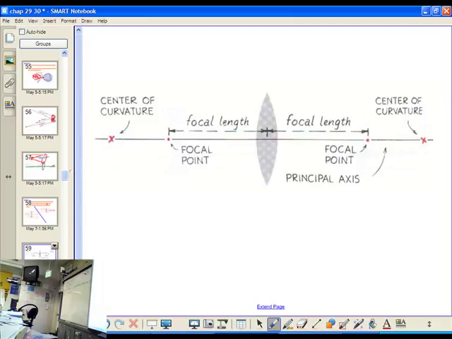Now, notice on this particular lens, the focal points are the same, right? And that's pretty much what we're going to be dealing with. That's what you dealt with in lab, what we call a symmetrical lens. In other words, you used these little lenses where the focal point on either side is the same. Because if I didn't give you a lens that way, depending on which way you put the lens, it would affect that.